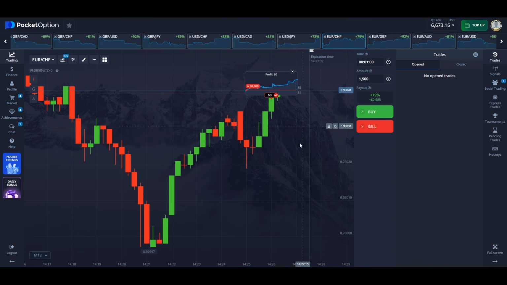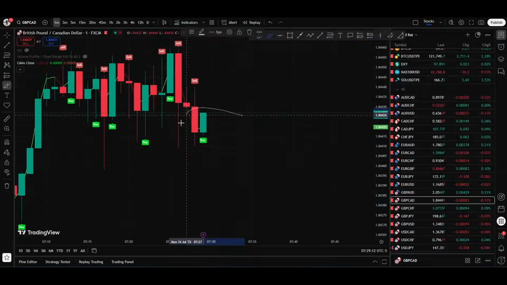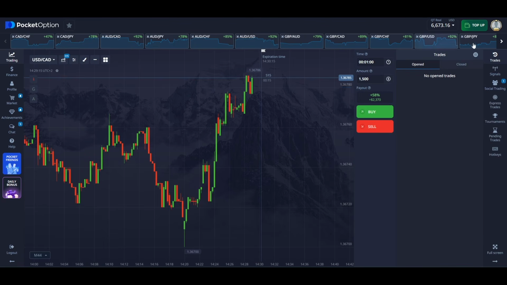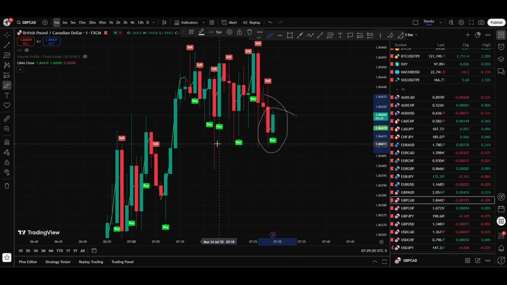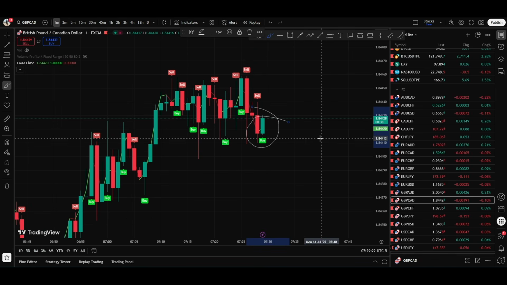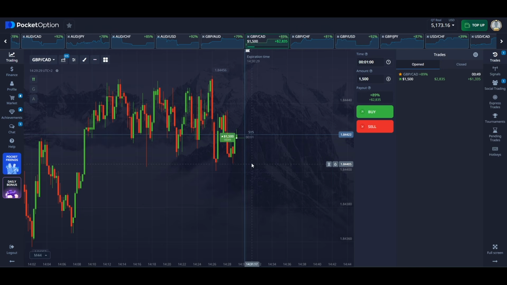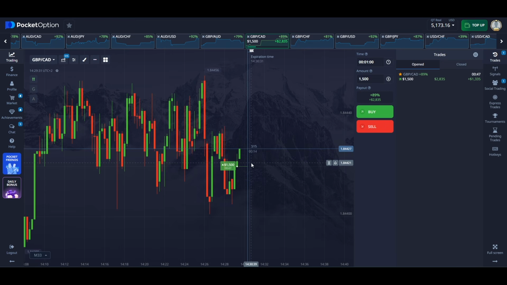I'm going to open a trade for $1,500. There's a buy signal appearing right now on the British pound to Canadian dollar, so I choose this currency pair and open my buy trade right from here. Basically, you need to watch very closely in the moment, and as soon as you see your signal, you need to open the trade immediately. This strategy is perfect both for beginners and for traders who already have experience.